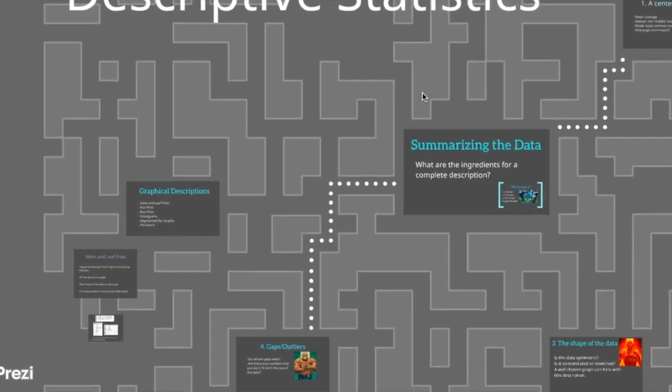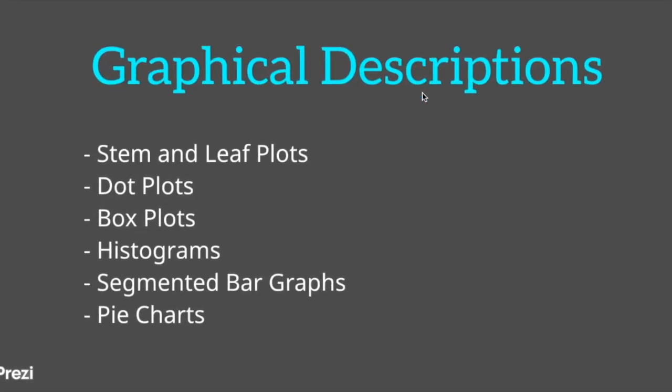to describe the data, we can look at graphical descriptions, and that's what we'll be spending some time with this unit. We'll begin by studying stem and leaf plots, sometimes just called stem plots. We may be discussing dot plots, which are very simple graphs. Definitely box plots, also nicknamed box and whisker graphs.